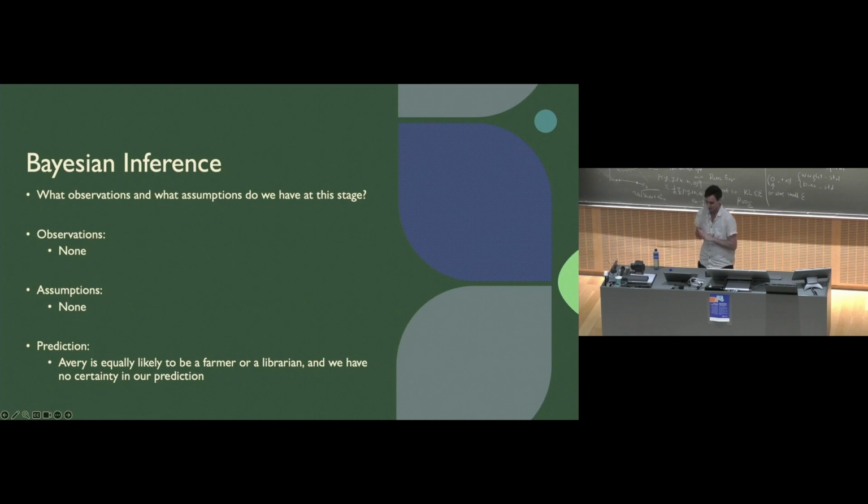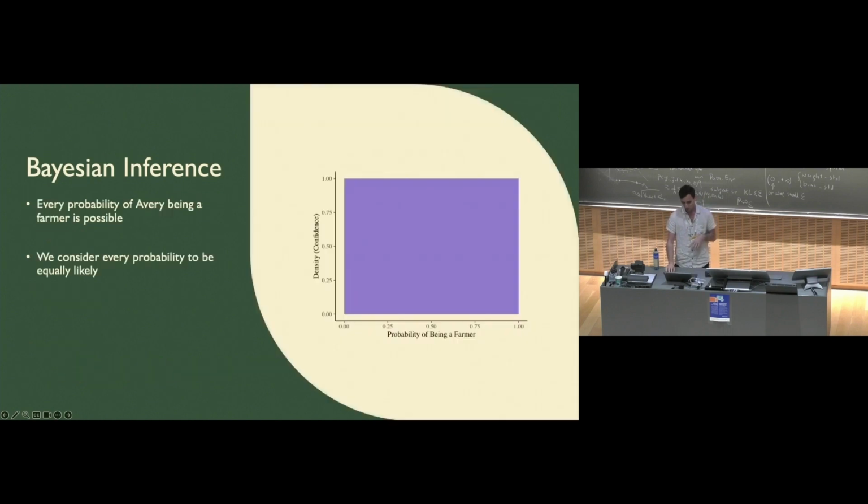So if we wanted to visualize this idea of uncertainty graphically, it could look something like this, where we've said that really we know nothing, we assume nothing, so every probability of Avery being a farmer is equally likely, and we don't have more certainty about any particular probability than the other. We don't know for sure whether Avery is a farmer or a librarian, and we have no confidence in any prediction we might make.